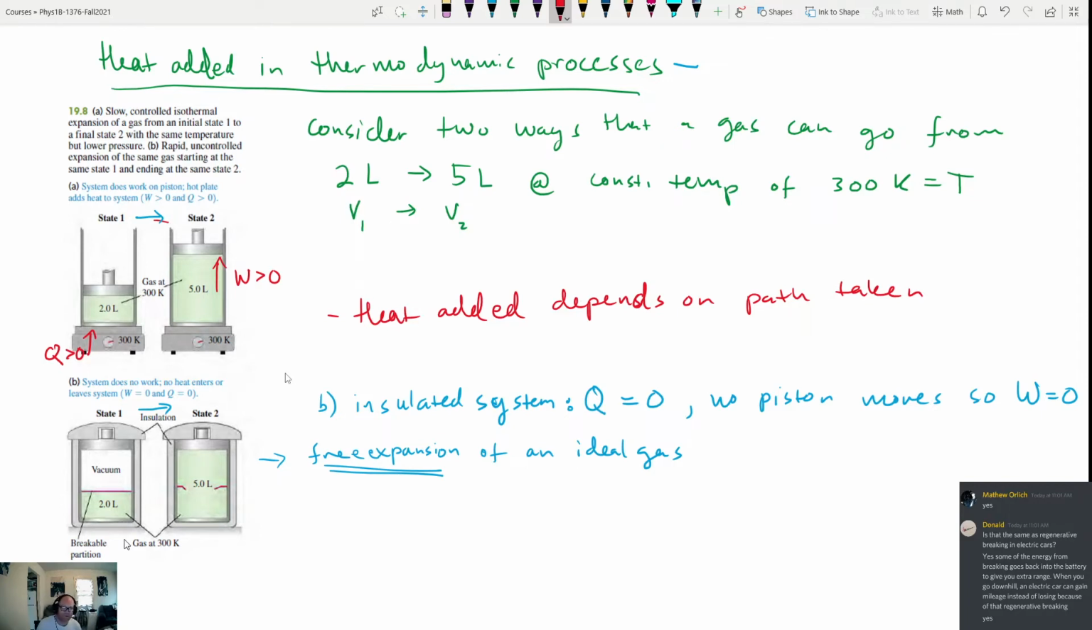So the next thing to ask then is, what does this mean for the energy of the gas? Or let's say we call it the quantity of heat or something like this.